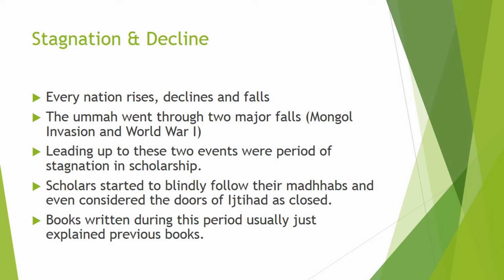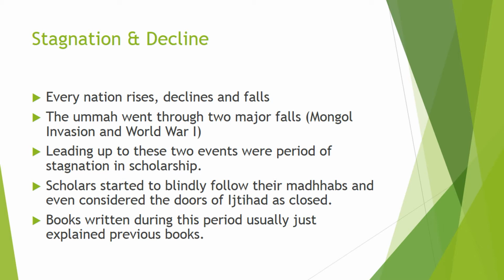Now we come to the part of our history, in any subject, that I don't like. Whether I'm teaching about science or hadith or anything, it's the stagnation and decline part of our history. Every nation rises and falls, and this ummah fell twice. Who knows what those two occasions are? When the ummah went downhill and then collapsed. Twice. The Mongols and World War I.